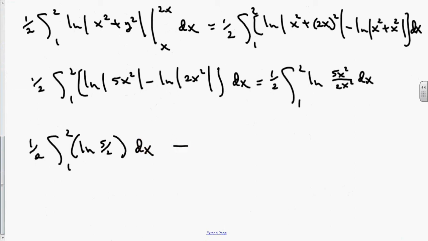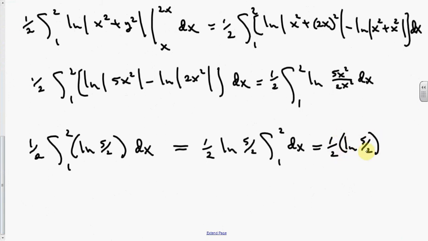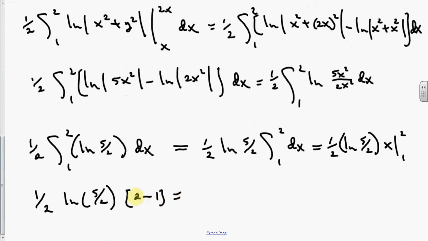Yep. Okay, so let's go. This is 1/2. I can pull that number out. This is the natural log of 5/2 times the integral from 1 to 2 dx. Integrate with respect to x. This is 1/2 the natural log of 5/2, just put that in parentheses to distinguish it from this x being evaluated from 1 to 2. We get 1/2 times the natural log of 5/2, and then this is times x evaluated at 2 minus x evaluated at 1. So we just get 2 minus 1, which is just 1 times everything else that we have left. And that's that.